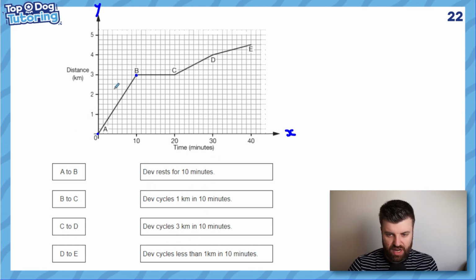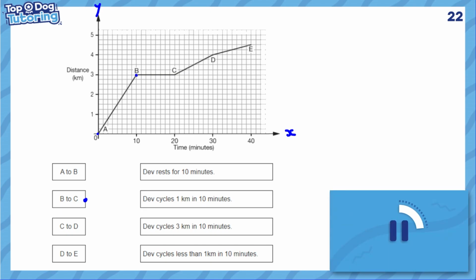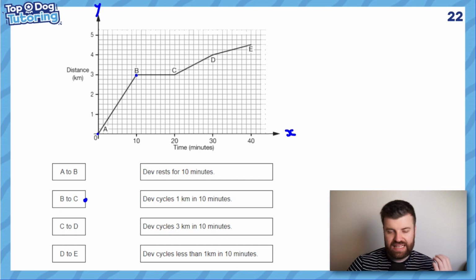Try and interpret this graph. What does this mean? What does a straight horizontal line mean between B and C? What's going on here? Which one of these 4 describes what's going on? Have a go, because I want you to see what you can do first, and then I'll show you how this is not actually as scary as it looks. So let's take it one step at a time.